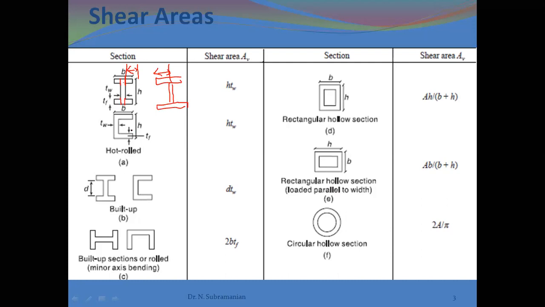Okay, and for C channel section, what is the shear area? It's all important. If you don't understand the shear area, you can't design your member for crippling, buckling or crushing. Okay, you have to know the shear area.